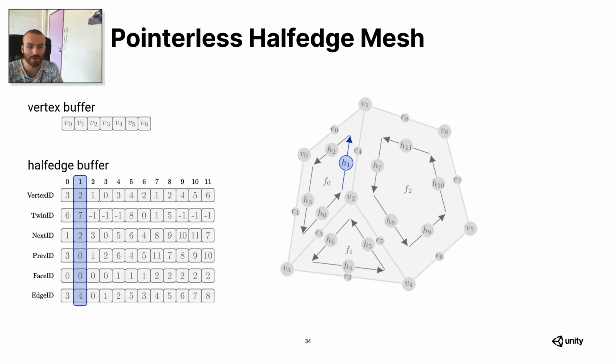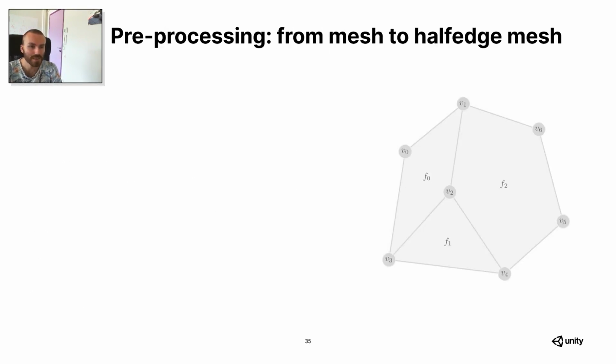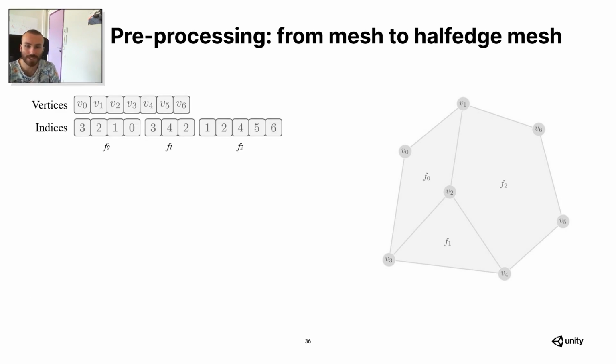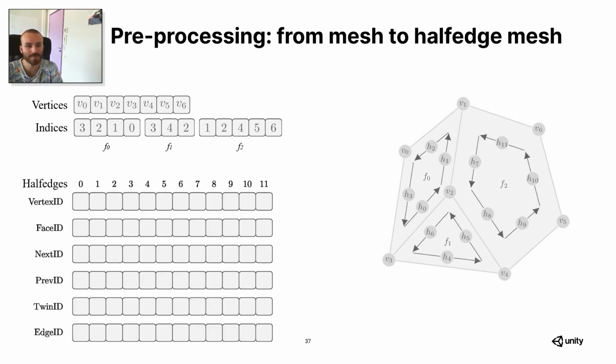So now that we know what a half-edge mesh data structure should store, let's look at how to build it on a GPU. So here we have the same mesh again, 7 vertices and 3 faces, a triangle, a quad, and a pentagon. And we assume that the mesh loader gives us as input a format such as .obj, which gives us a list of vertices and a list of indices for the faces.